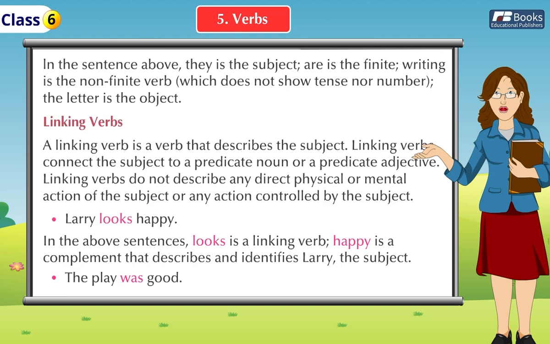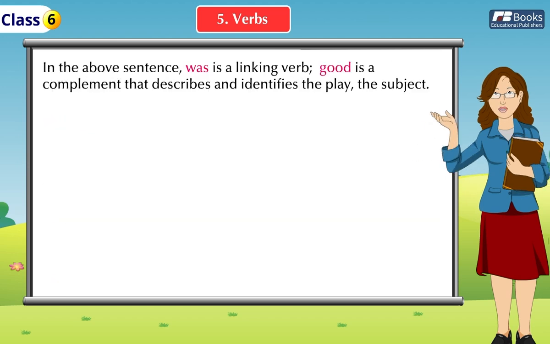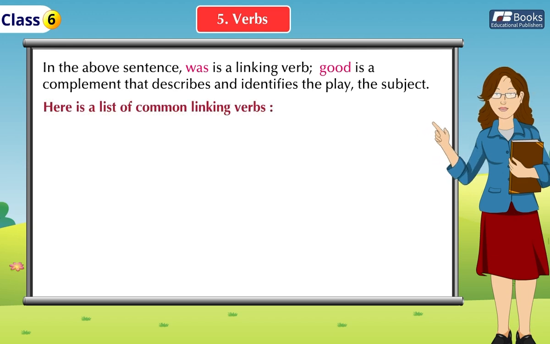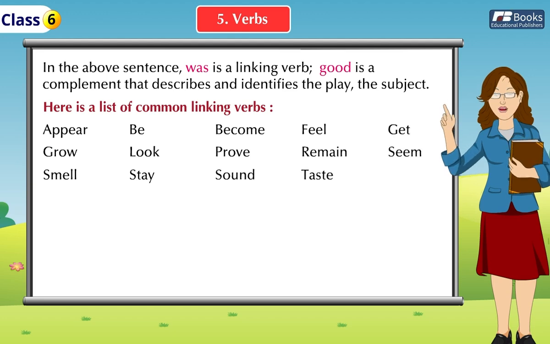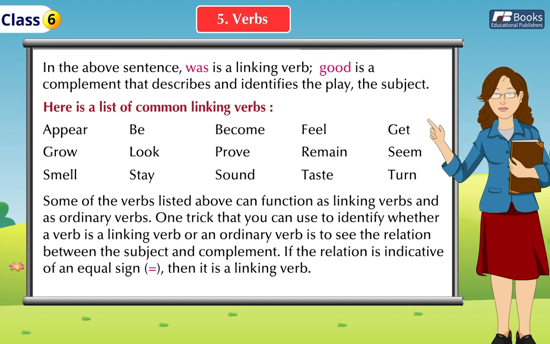The play was good. In the above sentence, "was" is a linking verb. "Good" is a complement that describes and identifies the play, the subject. Here is a list of common linking verbs: appear, grow, smell, be, look, stay, become, prove, sound, feel, remain, taste, get, seem, turn. Some of the verbs listed above can function as linking verbs and as ordinary verbs.